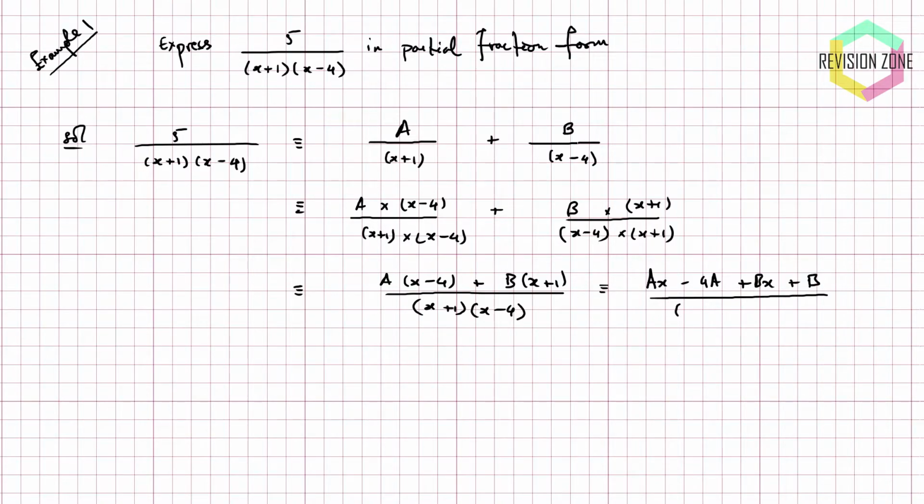And again, the denominators are precisely what we had before. So lastly, at this stage, we just got to collect our terms. So I can collect the two x terms. So I can say a plus b x plus it's going to be b minus 4a. Okay, that's the constant term, over x plus 1, x minus 4.